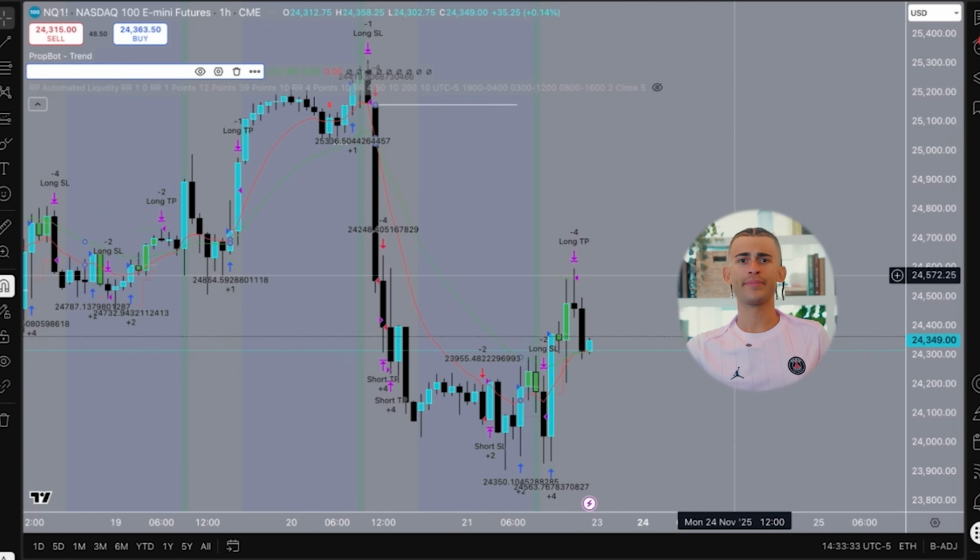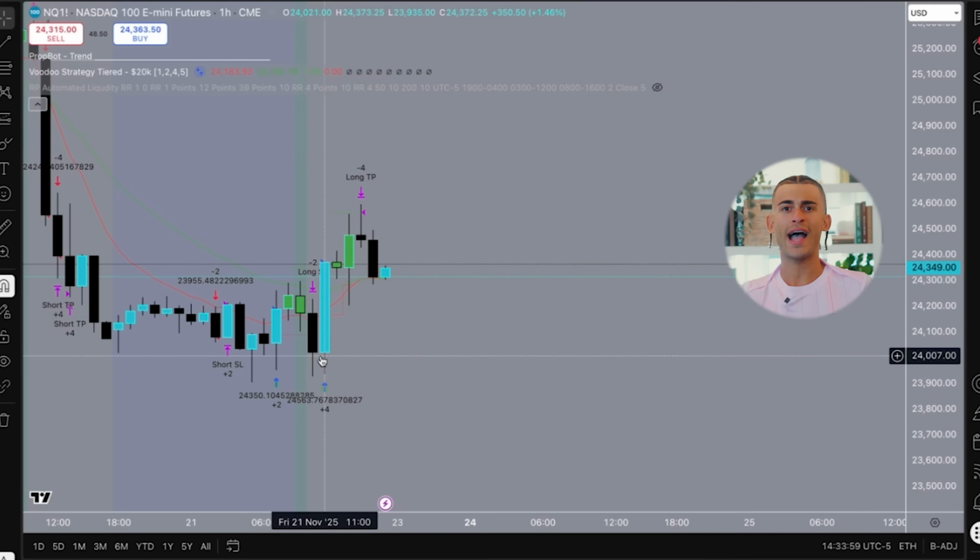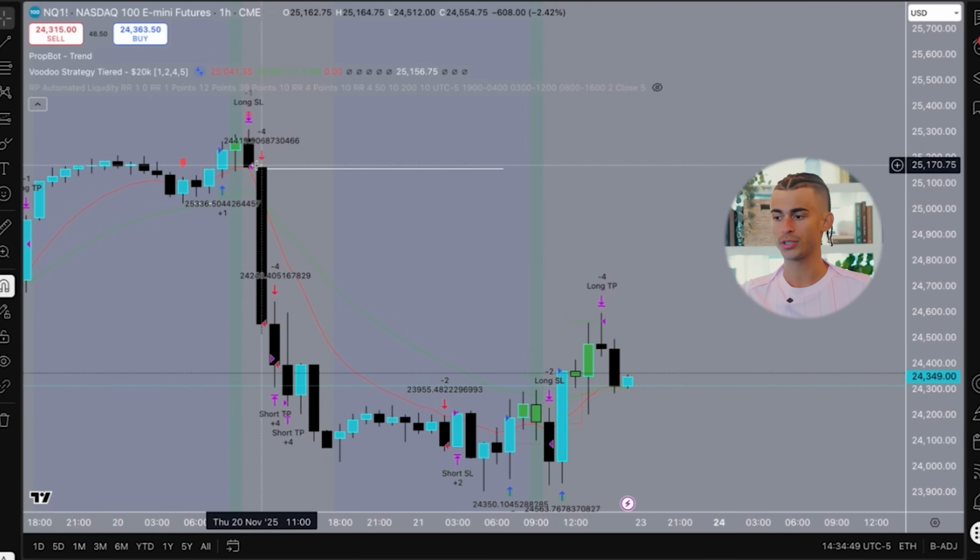Now I'm gonna go over some setups that this algorithm has taken. Right here, the algorithm detected that the order flow was shifting a little bit and price came below a key area of liquidity, so we entered some longs and we got out right there. We also caught some shorts up here and rode them down for about 500 points in profit.